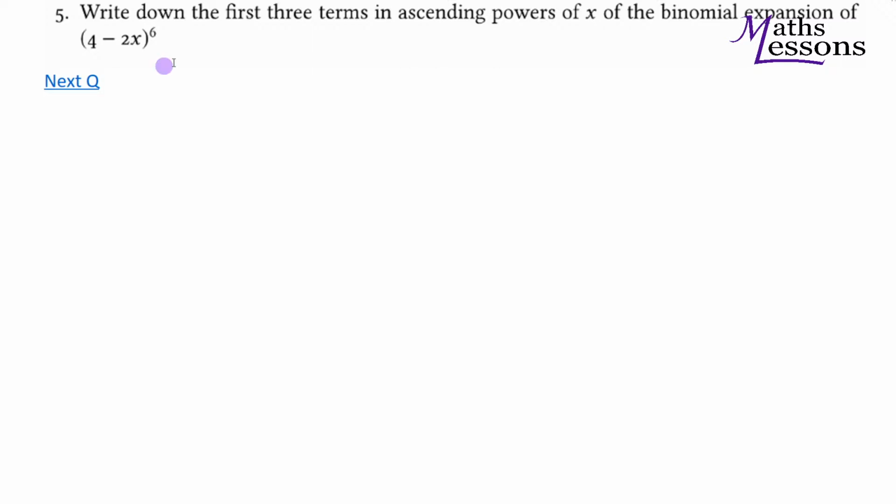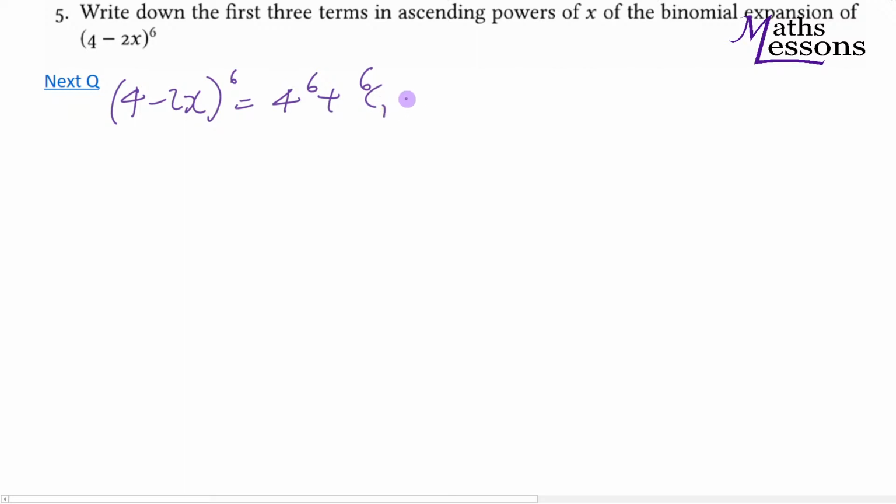Right, here we go. So, (4 minus 2x) to the power of 6. Using the binomial theorem, you get 4 to the 6, plus 6C1, 4 to the 5 times minus 2x to the 1, plus 6C2, 4 to the 4 times (minus 2x) all squared. And it says first 3 terms.